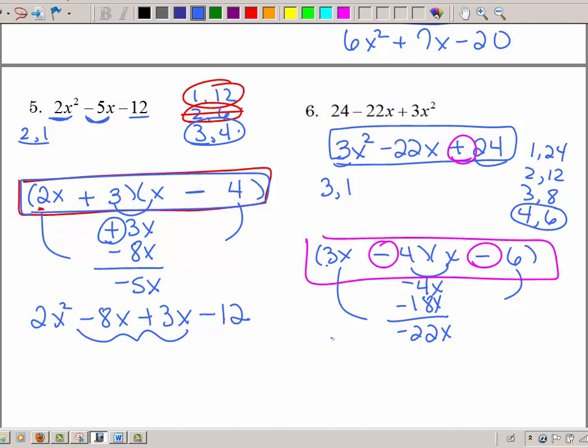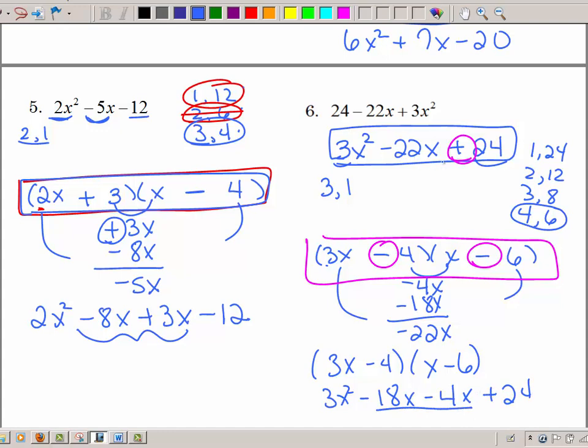But let's just check. If I FOIL that out, let me just write that answer again so it looks a little bit less messy. I've got 3x squared minus 18x minus 4x plus 24. I know if I combine that, I get the negative 22x. So that's the right answer. I was very lucky. I made a guess. I started with the smallest numbers.